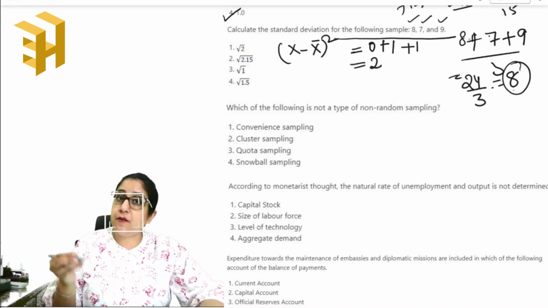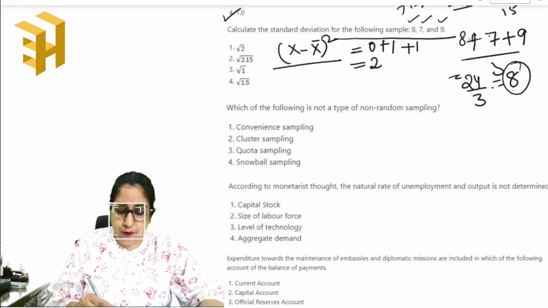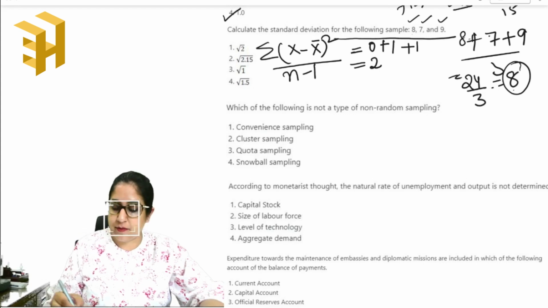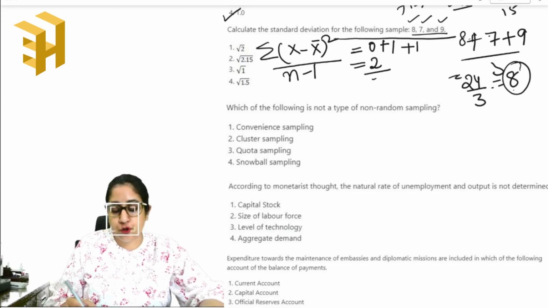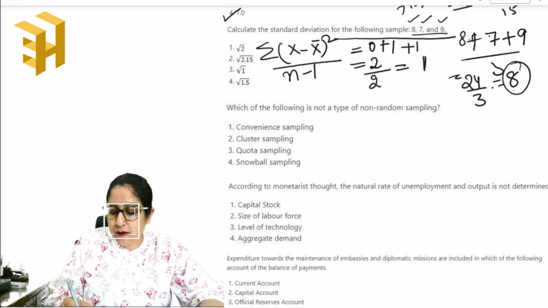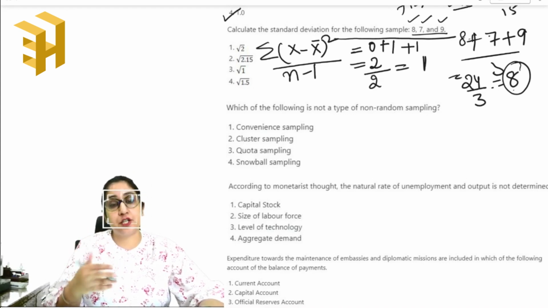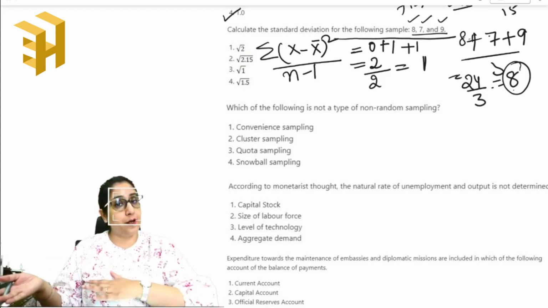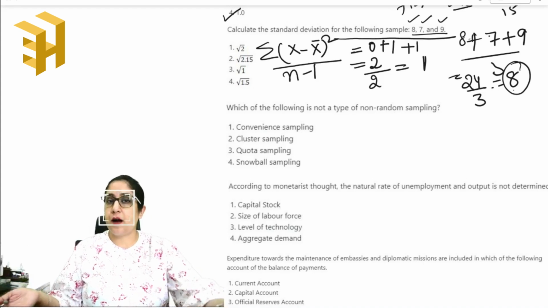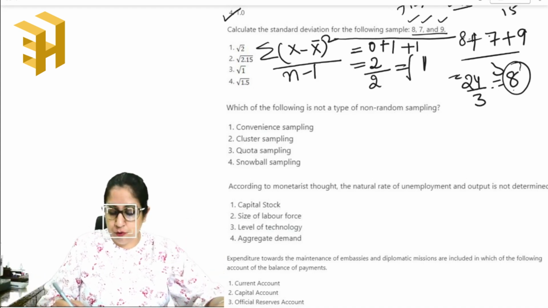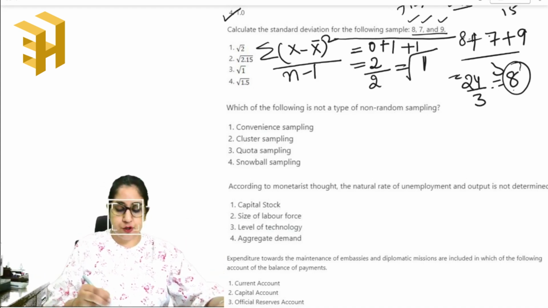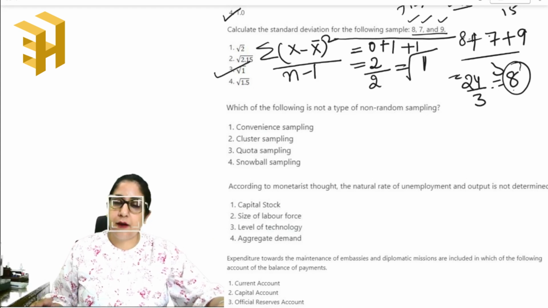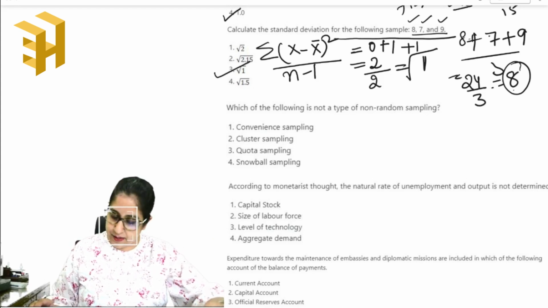To calculate the variance, we have to divide this summation figure by n minus 1. n is 3, that is 3 minus 1 is equal to 2. This is our variance, which is 1. So standard deviation is what? Under root of variance, right? Or variance is the square of standard deviation. So what we have to do is under root of 1. Okay, so this is the right answer in this case.